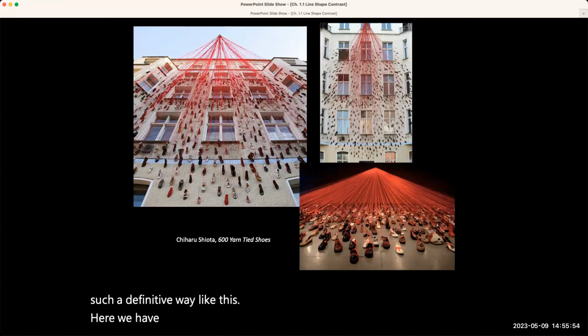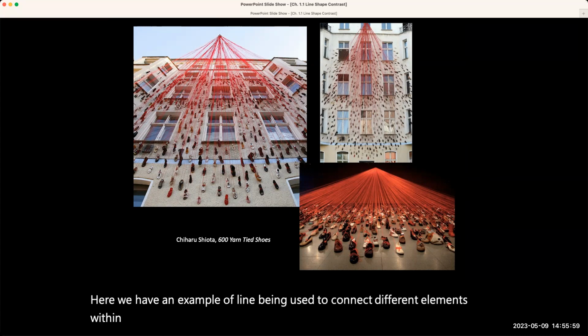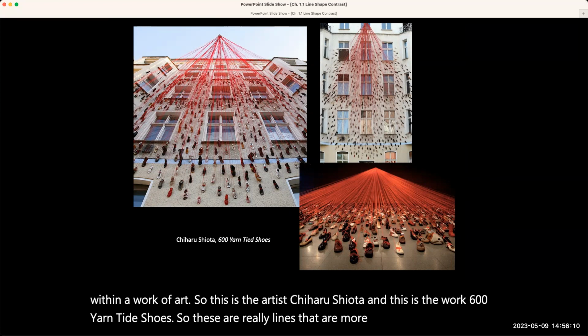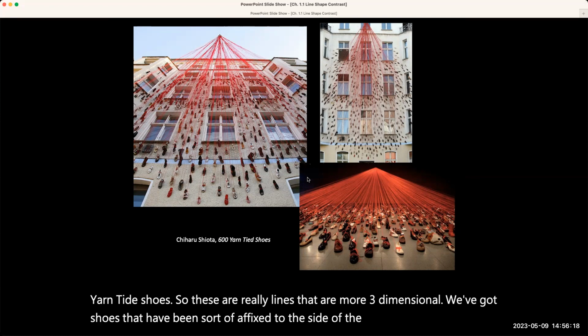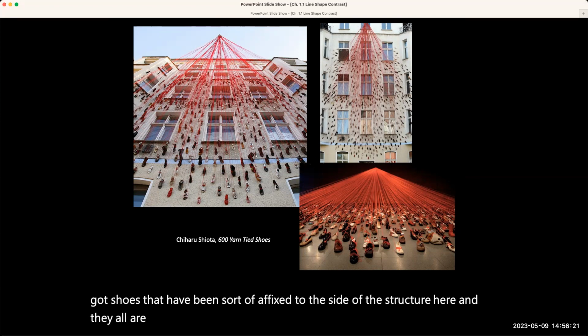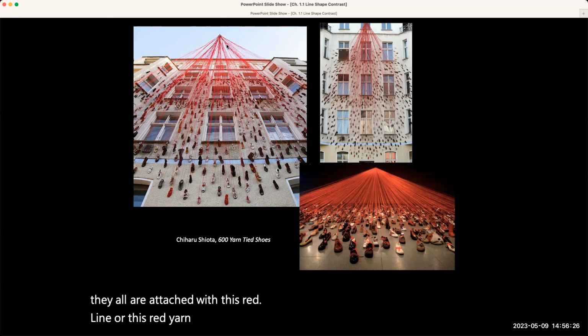Here we have an example of line being used to connect different elements within a work of art. So this is the artist Chiharu Shiota, and this is the work 600 Yarn Tied Shoes. So these are really lines that are more three-dimensional. We've got shoes that have been sort of affixed to the side of the structure here, and they all are attached with this red line or this red yarn to the same point at the top of the structure, the same sort of apex point.